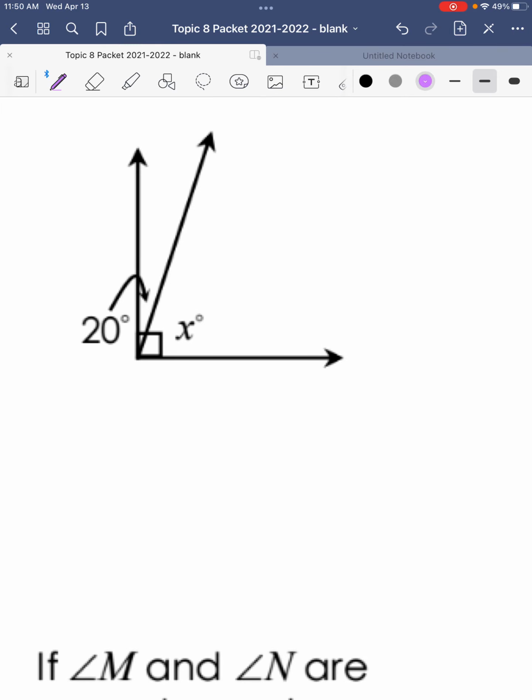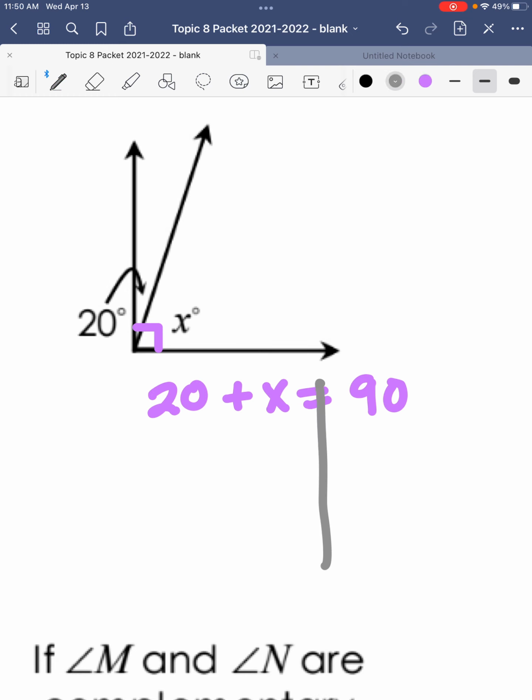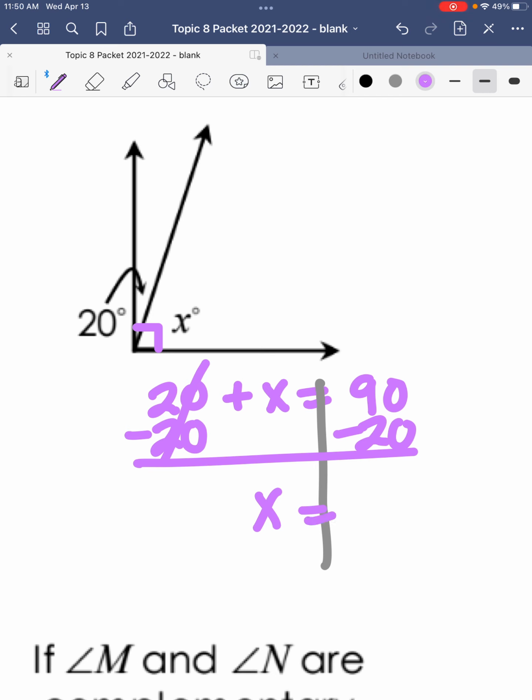Okay, number 4. I've got 2 adjacent angles, and I see that they both make a right angle when they're together. So I know they make a right angle when they're together because that little square tells me that together they add up to 90 degrees. So we can write a simple equation. 20 plus x equals 90. I'm just adding my 2 angle measures together. So to solve this one-step equation, I need to get x by itself, so I'm going to subtract 20 on both sides. My 20s cancel out, x is by itself. 90 minus 20 is 70 degrees, so x equals 70 degrees.